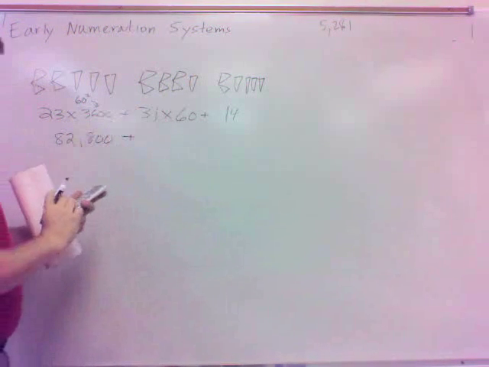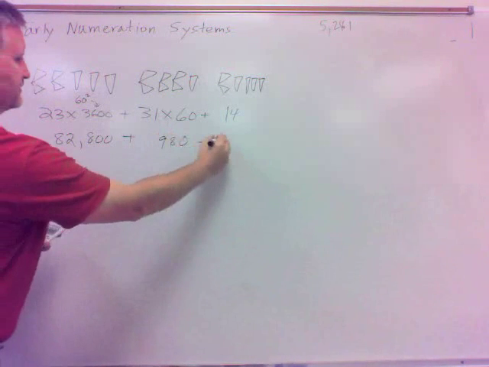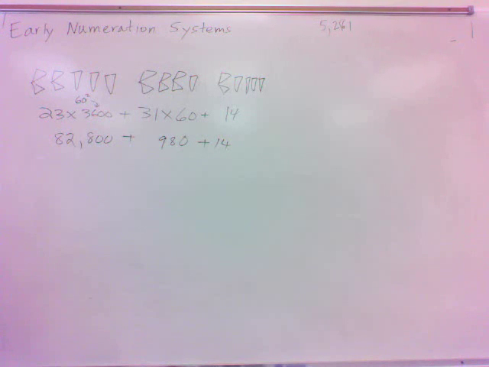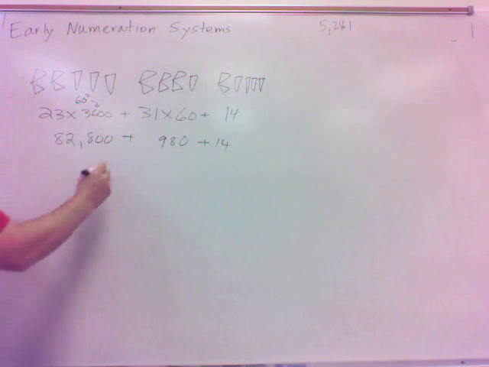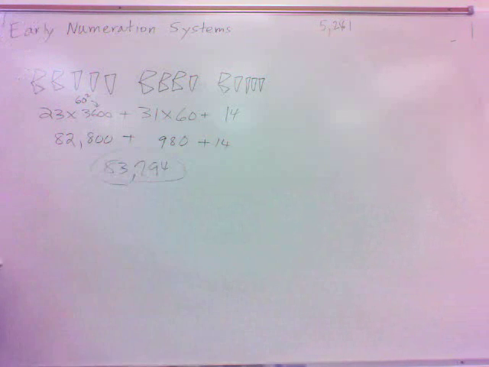82,800. 31 times 60, 1,860, 14. Is that right? And then add those together. What do you got? Did I do it right? I get 84,674. That ain't right. Let me try that again. 23 times 3,600, plus... 83,794? Yeah, okay. I did something wrong that first time. Okay. All right. Now, that's how we determine what number they have.